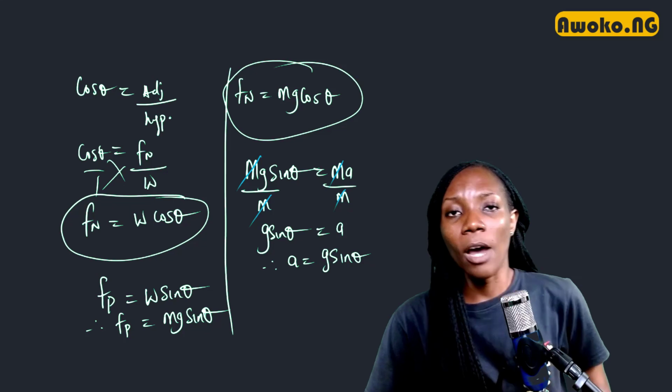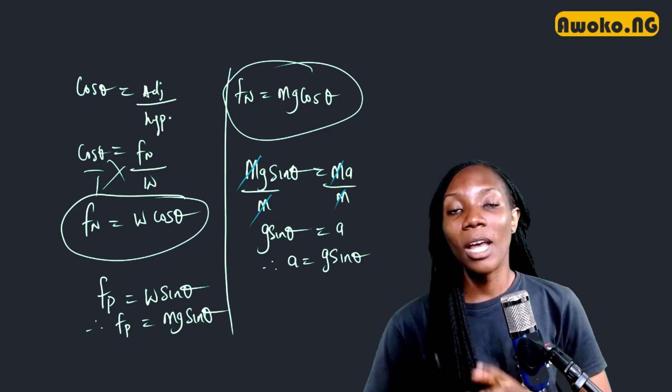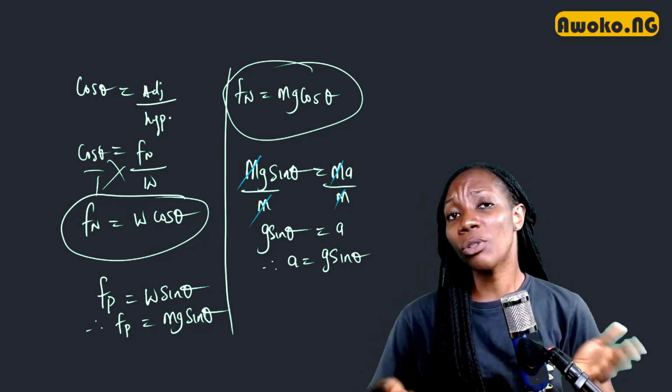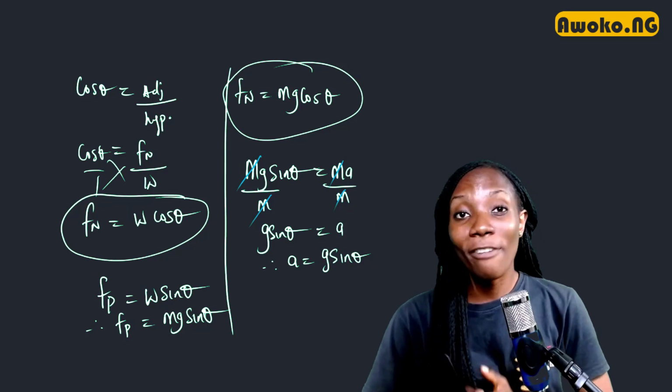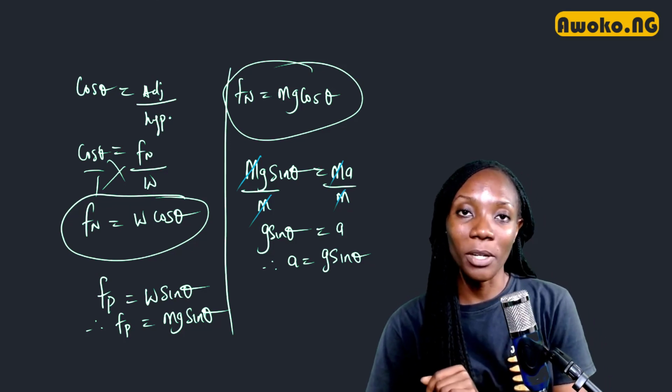We use the value of the parallel component since it is the reason for the acceleration in the first place. With what we've said so far, we have been able to gain a little knowledge on the motion of objects on an inclined plane.